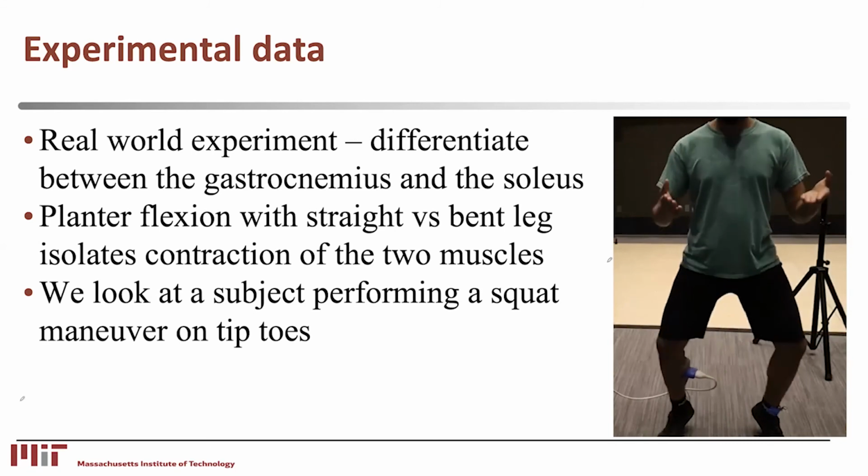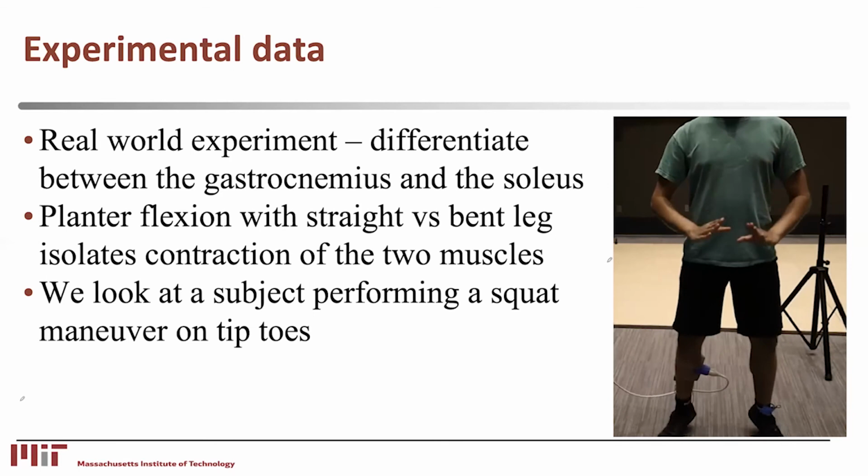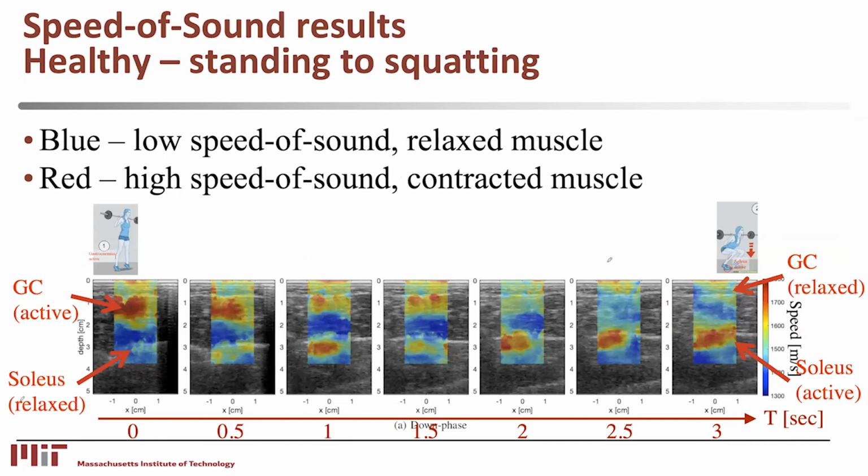Here, we see the ultrasound probe attached to the calf, and the participant performing a squat maneuver, going from standing to squatting and back to a standing position. And here we see some results for healthy subjects, transitioning from a standing to a squatting position. It should be noted that this is a subset of the image set. Actual and theoretical frame rates are much higher.